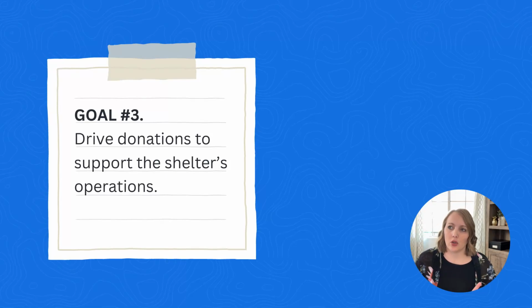Then for our project goal number three, we need to drive donations to support the shelter's operations. So we are going to need an additional page for donations, and we will most likely need some way to actually accept payment on the site too. So we will probably use a third-party plugin to facilitate that capability for us. I am going to make a mental note that we need some sort of donation capability.